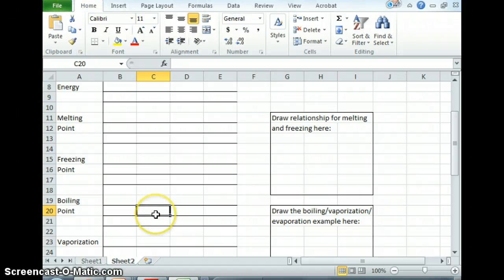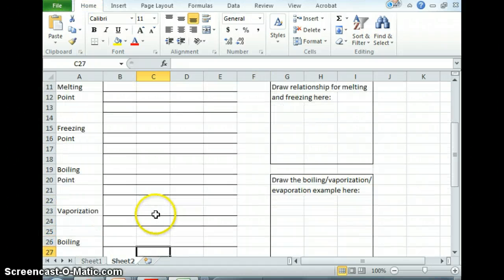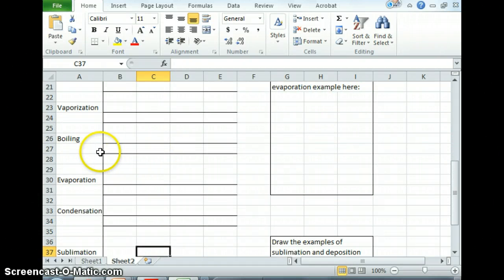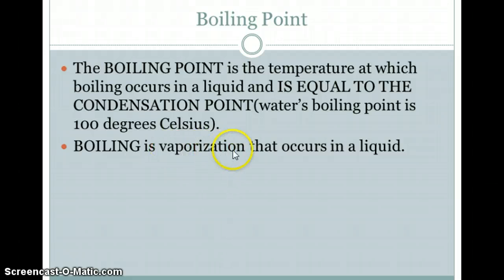Okay, and then you also need to write the definition for boiling right here. I'm sorry, it skipped one. Okay, so boiling is vaporization that occurs in a liquid. So when you see the bubbles in a pot of water, that's vaporization occurring inside the actual liquid itself.